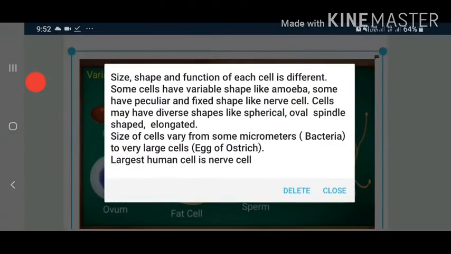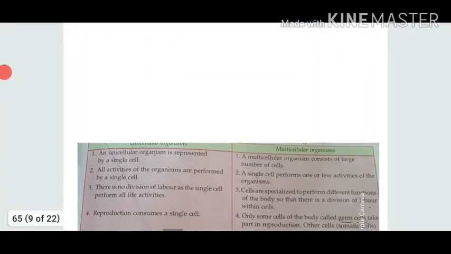The shape and size of cells vary. Some cells have variable shape, like amoeba, and some have fixed shape, like nerve cells. Cells may have diverse shapes like spherical, oval, spindle-shaped, elongated. The size of cells varies from a few micrometers, as in bacteria, to very large cells, such as the egg of an ostrich. The largest human cell is the nerve cell. The shape and size of the cell depend on the function they have to perform.